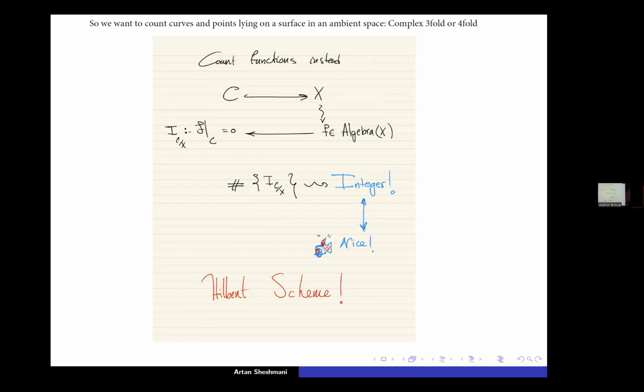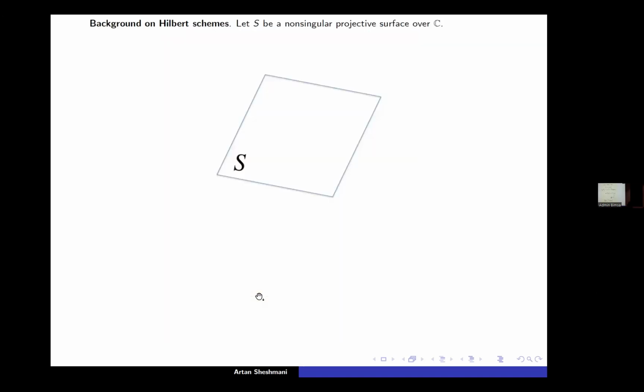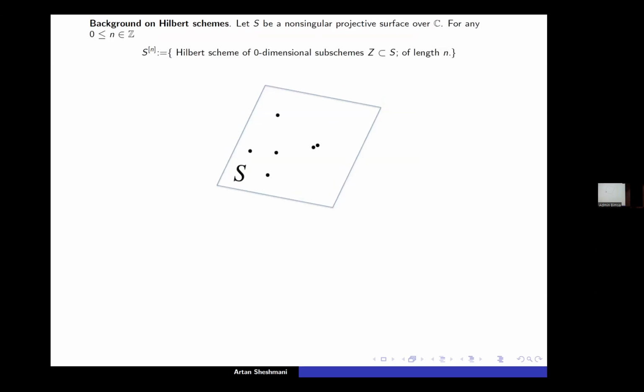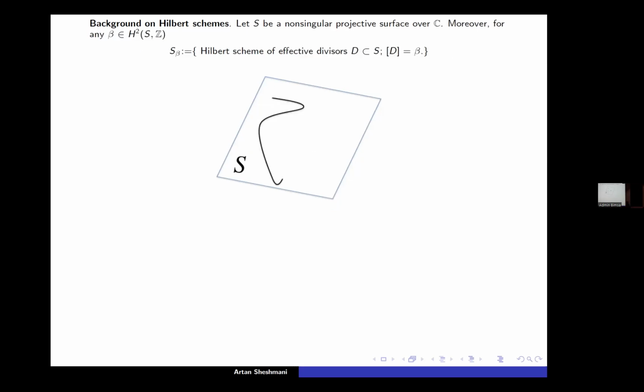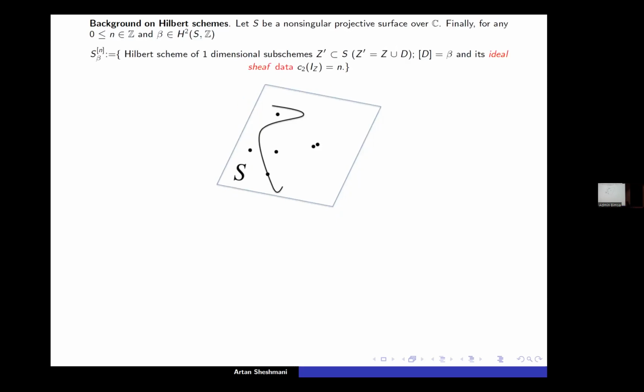The space of functions vanishing on a subspace of a given space X is called the Hilbert scheme. Okay, this is an example. I can look at a surface. I can look at a bunch of points on that surface. The Hilbert scheme can be constructed. It's a space that looks at functions vanishing on configurations of points with multiplicity. It's called the Hilbert scheme of points. I can have the Hilbert scheme of curves with fixed homology class. I can have the Hilbert scheme of points and curves, right? The space of functions vanishing on points and curves on the surface.